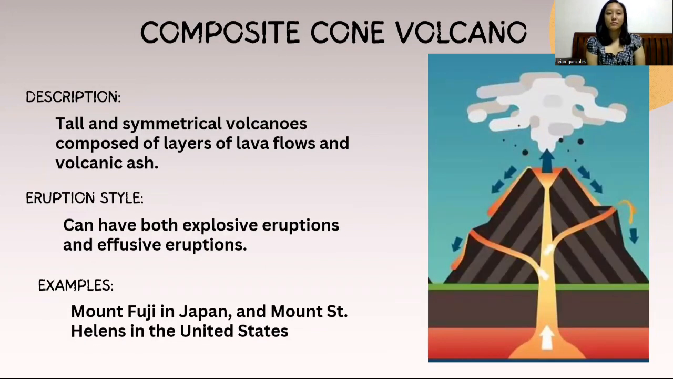Next, we have the composite cone volcano. It is a tall and symmetrical volcano composed of layers of lava flow and volcanic ash. It can have both explosive or effusive eruptions. The best examples of it are Mount Fuji in Japan and Mount St. Helens in the United States.